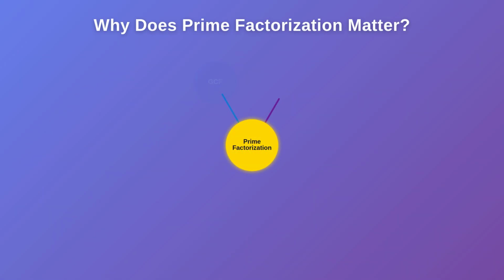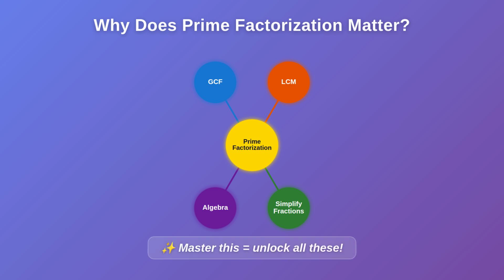You might be thinking, okay, this is cool, but when do I actually use this? Great question. Prime factorization is the foundation for finding the greatest common factor, or GCF, and the least common multiple, or LCM, which you'll use a ton in 6th and 7th grade math. It also helps with simplifying fractions. And in algebra, you'll use factoring all the time.